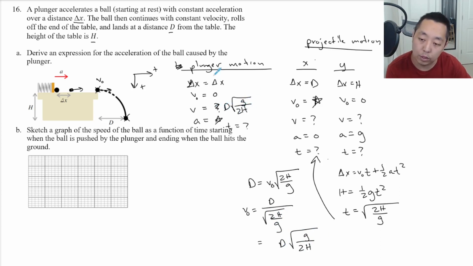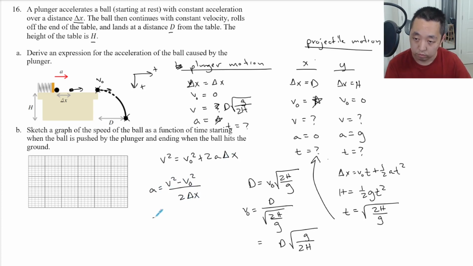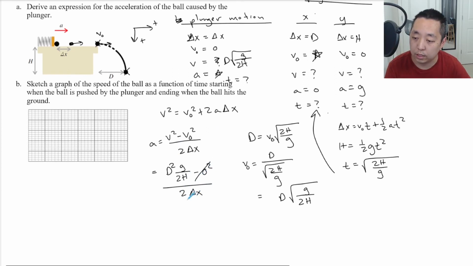Now that I have that variable, I can use my kinematic equations. I want to figure out the acceleration, so I'm going to use this equation because I don't have the time, and I want to find a. Solving for a, you would get v squared minus v0 squared over 2 delta x. This squared is d squared times g over 2h, minus 0 squared, divided by 2 delta x. So just putting that together, that's just 0. It's going to be d squared g over 4h delta x. That's what the acceleration is.